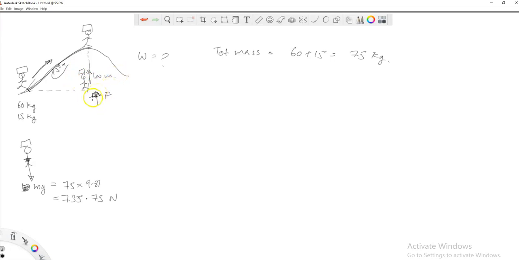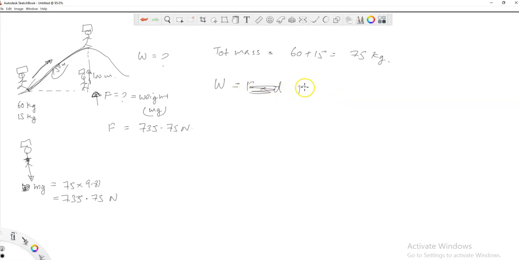How much force does he need? How many newtons? That is equal to his weight, or mg. So the amount of force you need to go up is equal to your weight, which is 735.75 newtons. So what's the work? The work he has to do is force multiplied by the distance in the same direction. Or you can put the cos theta next to it also.